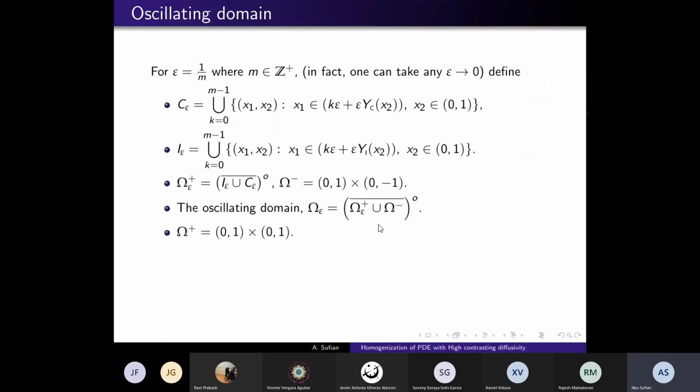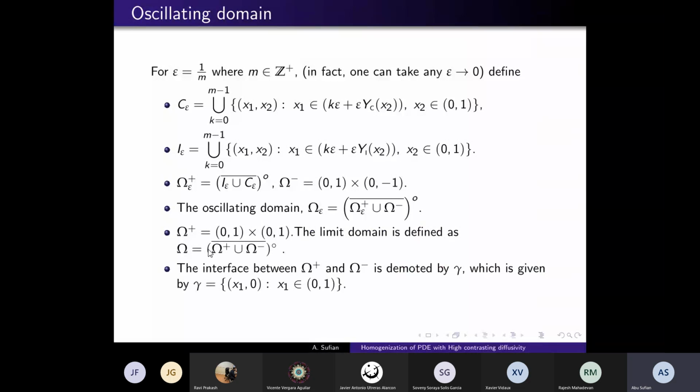Because of our assumption that C has a non-zero measure intersection with the top part, 0,1 cross 1, when epsilon tends to 0, C epsilon and I epsilon together will cover the full domain omega plus, that is 0,1 cross 0,1. And then the limit domain will become omega equal to omega plus union omega minus, take the closure and then take the interior.